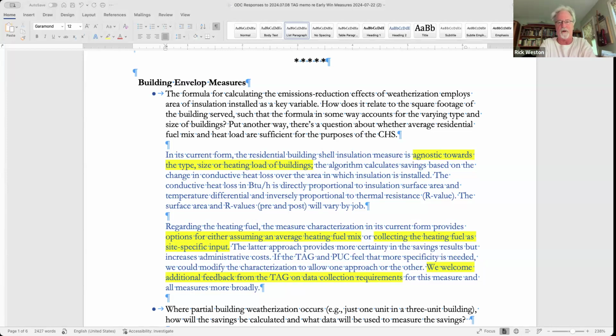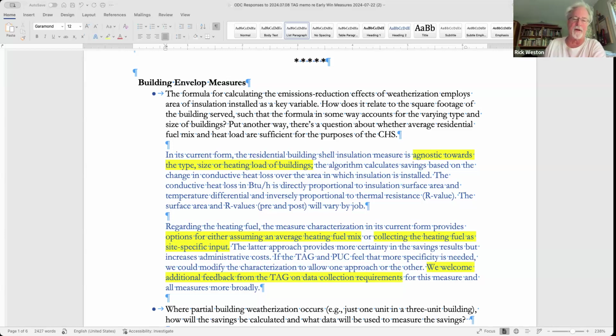Emily, Casey, you guys are the efficiency folks. Is that correct? It seems like there's more than one way you could do it, but yes, that's how they're doing it. And so the answer worked for me. Okay, answer works for me too. Okay. There is a question embedded in there about whether or not you should assume average heating fuel mix or specific site-specific fuel mix, and they're asking for feedback.